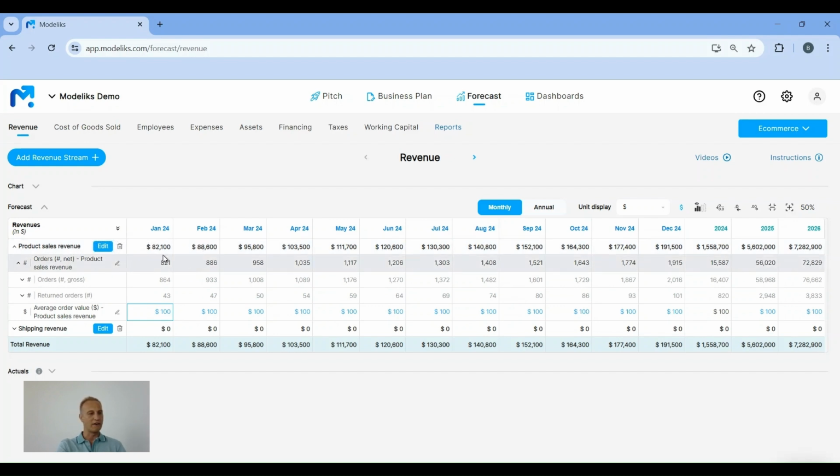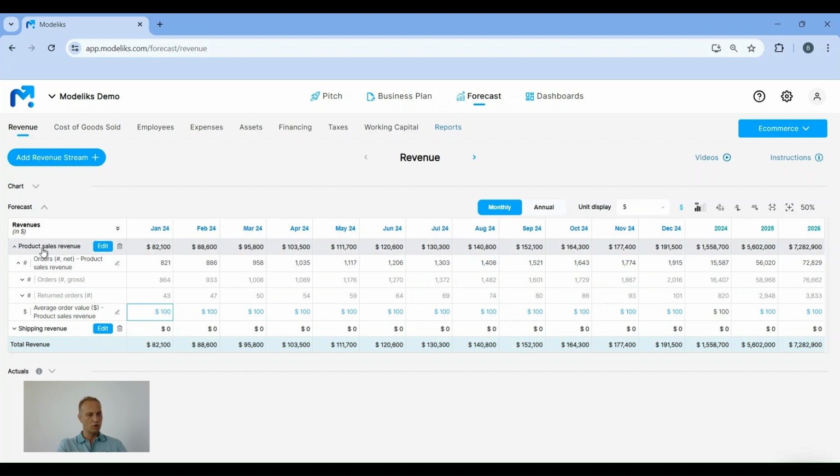We expect to have $82,000 of revenue in the first month, growing up to $191,000 in the last month of the first year. Then on annual basis, 1.5 million in the first year, 5 million and 7 million in the second and third year. So that's how we calculate our product sales revenue.